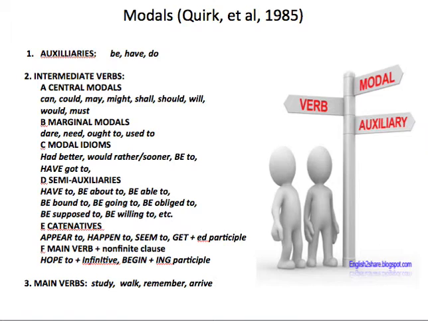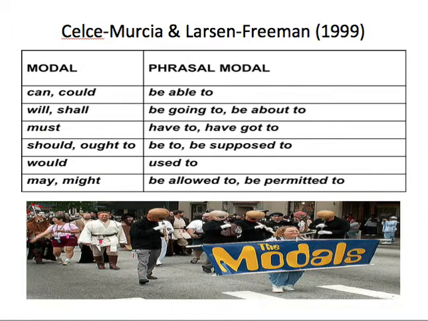Perhaps a classification that you're more familiar with is Celce-Murcia and Larsen-Freeman's big thick grammar book. And there they take the central modals, as Quirk calls them, and then they look at phrasal modals that carry the same meaning. So the central modal can, could, often goes together with the phrasal modal, be able to. Will and shall, be going to and be about to, must and have to, and that's a neat distinction with must and have to.